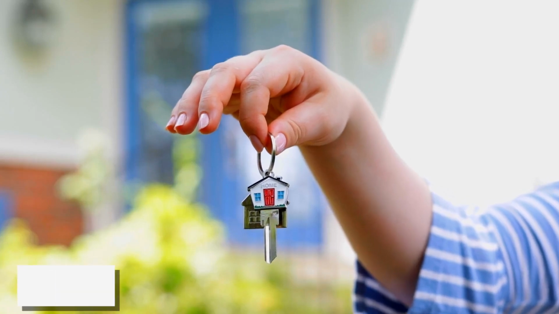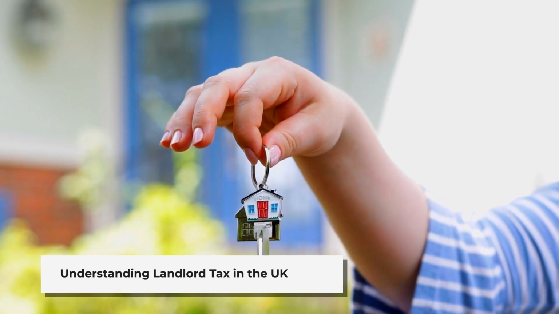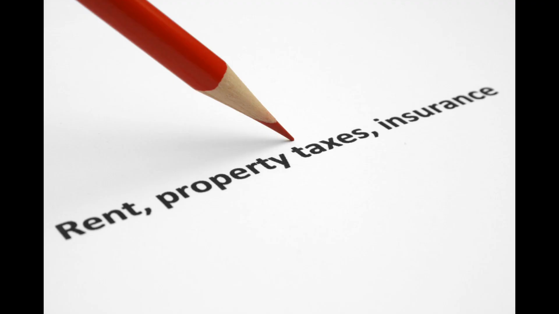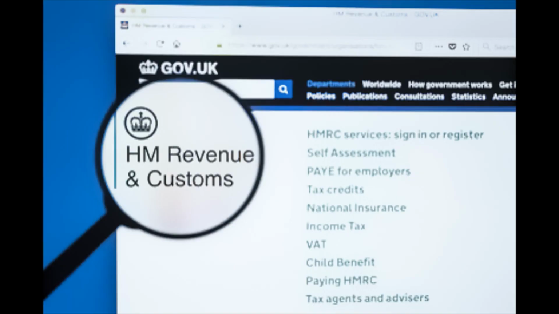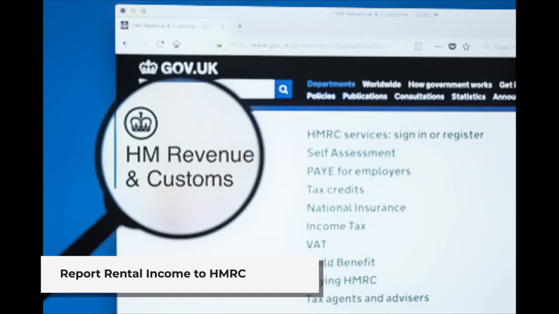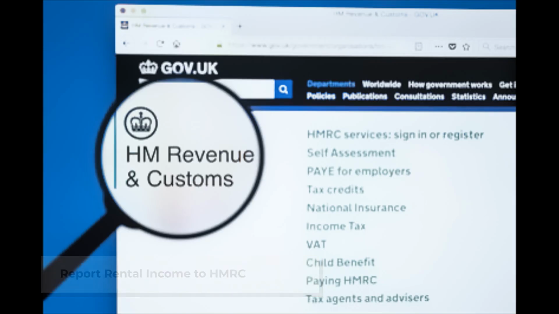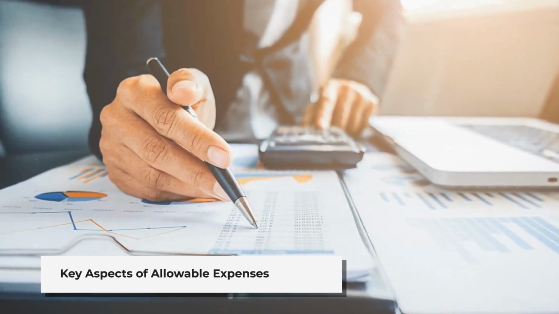Navigating the world of landlord taxation can be complex, but understanding it is crucial for your property rental business. This guide will help you manage your tax obligations efficiently and potentially reduce your tax bill. As a landlord, you must report your rental income to HMRC on a tax return and pay tax on your profits. However, there are several ways to minimize your tax liability legally. Let's explore the key aspects of landlord taxation.